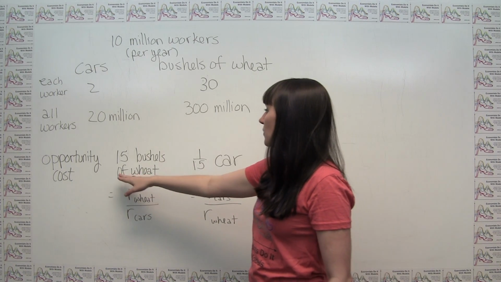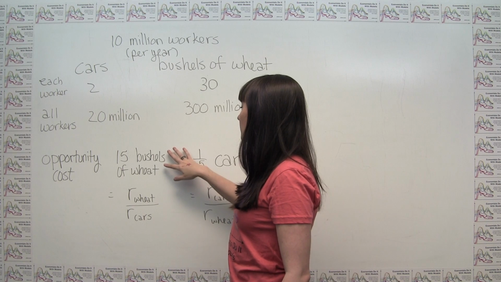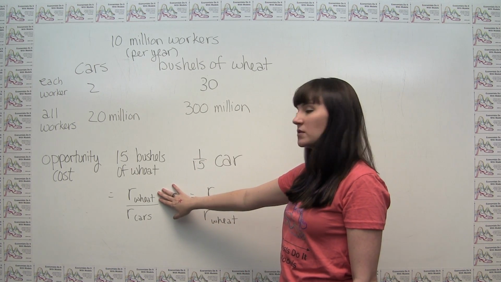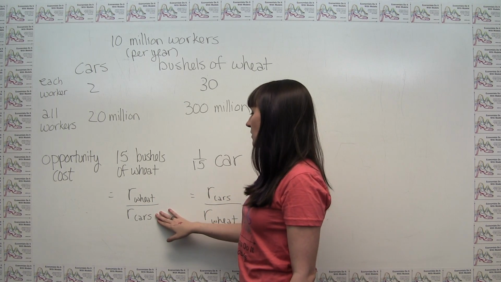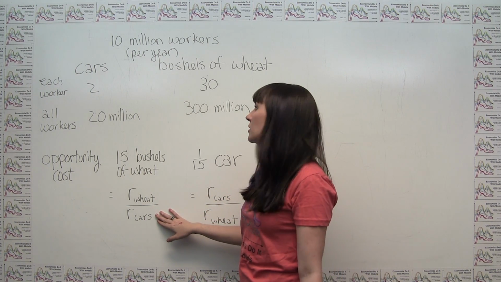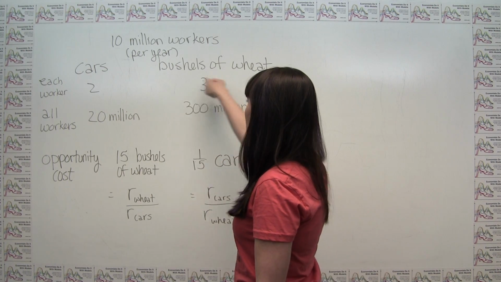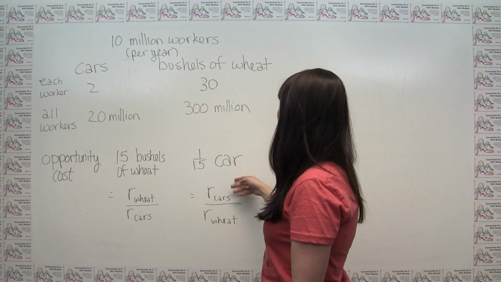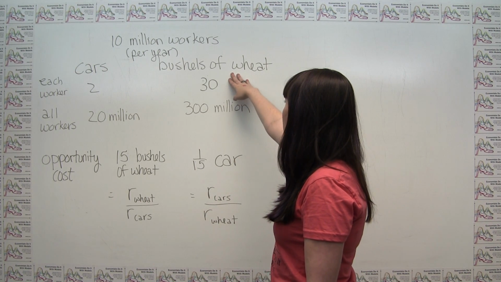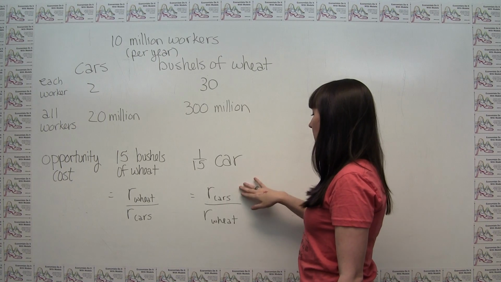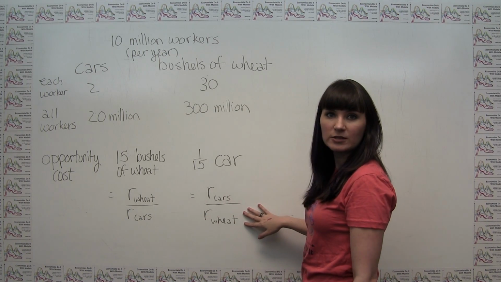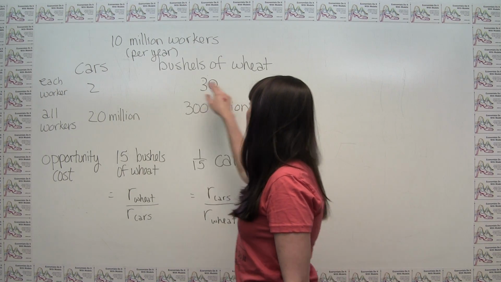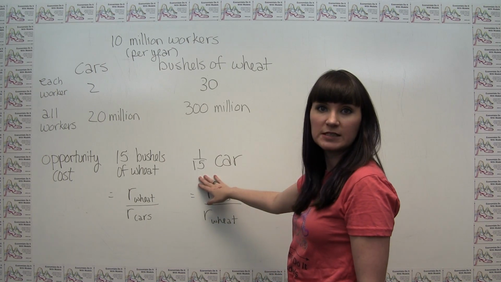So we can say, for example, that the opportunity cost of the car is 15 bushels of wheat, which is equal to the rate at which a person can produce wheat divided by the rate at which the person can produce a car. So if we plug in the numbers, that's just 30 over 2, which in fact gives us 15. Similarly here, we could say that the opportunity cost of a bushel of wheat is just the rate at which a car can be made divided by the rate at which wheat can be made, which is just going to be 2 divided by 30, which is 1 over 15.